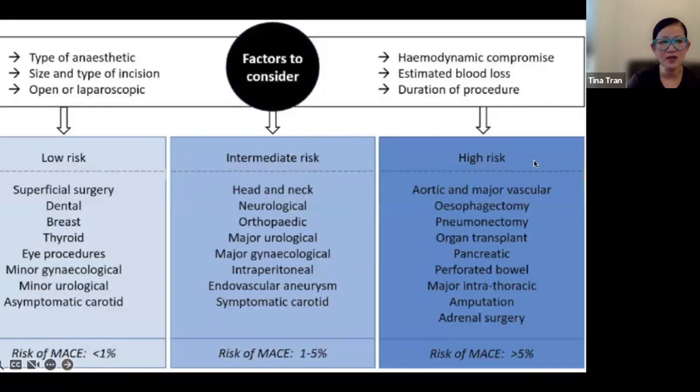So here are some surgeries that are considered low risk, intermediate risk, and high risk. And risk of MACE is major adverse cardiac events that can occur within 30 days. So usually if it's low risk anesthesia and minimal changes to their cardiovascular status, then usually it's appropriate to proceed and is considered low risk surgery.